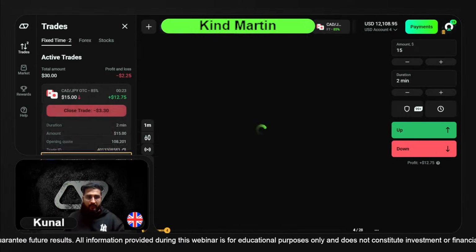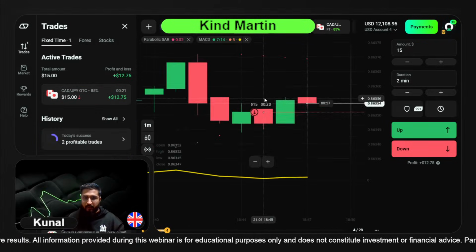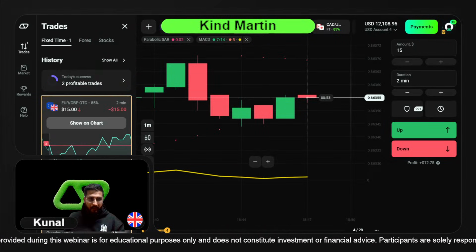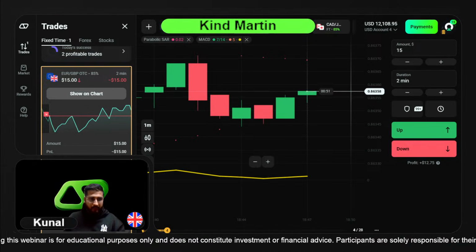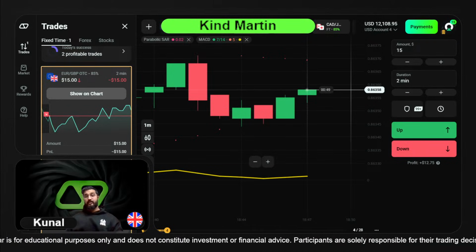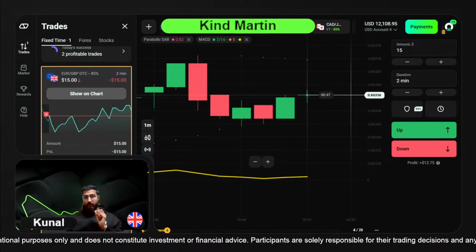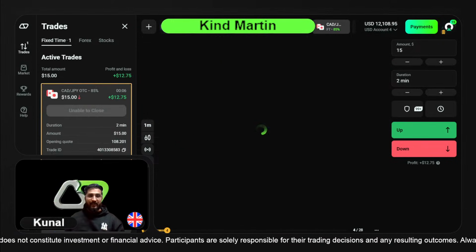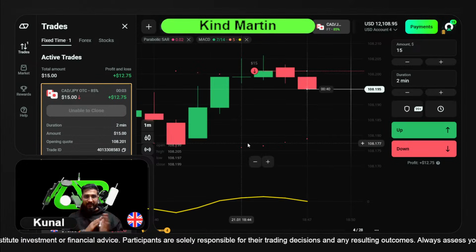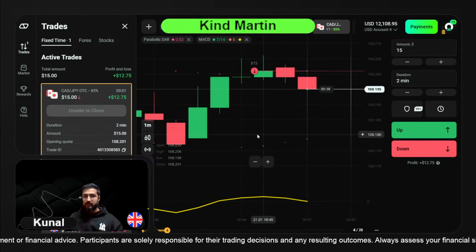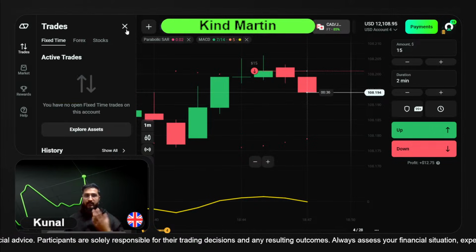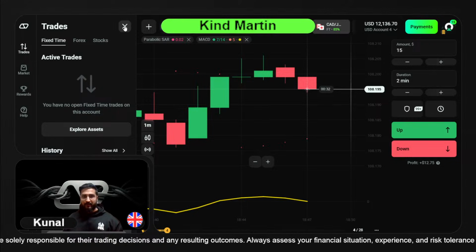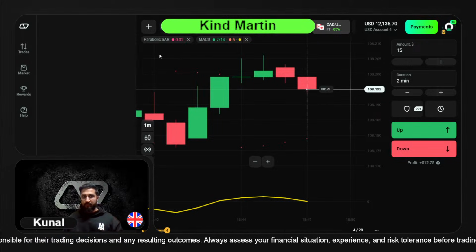Okay, let's see. This one was a loss, but we were very near, very close. We just lost the trade by only 0.00002. No worries, at least we started our journey, and we started making some profit. The first CAD JPY OTC trade went positive. I'm getting a positive vibe now, like everything will move in a streamlined way.